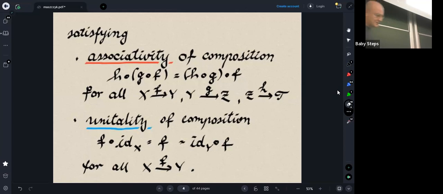And this associativity of composition is accompanied with the property of unitality, which means that if we compose every morphism with a corresponding composable identity, then we obtain this morphism again.